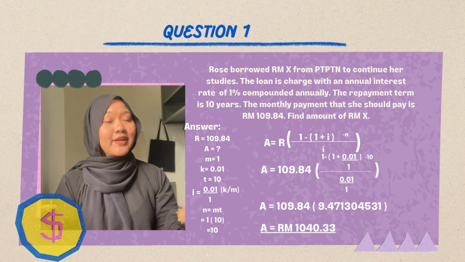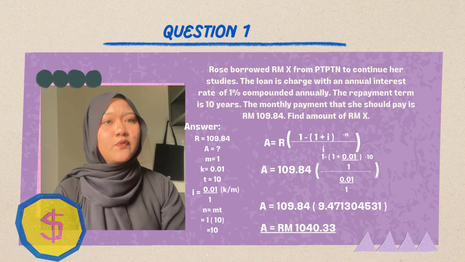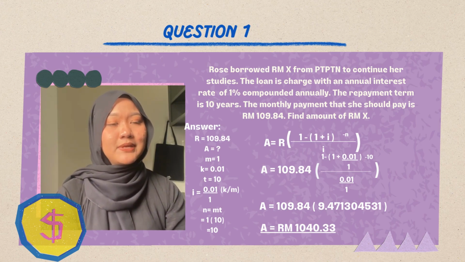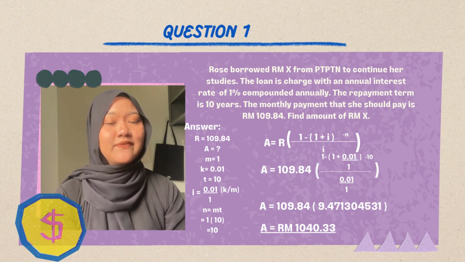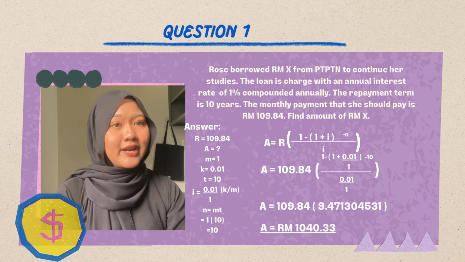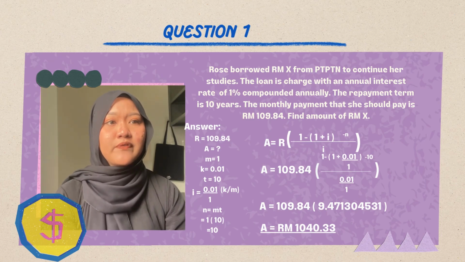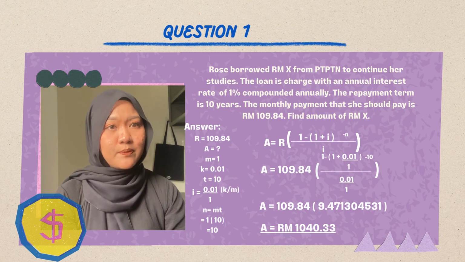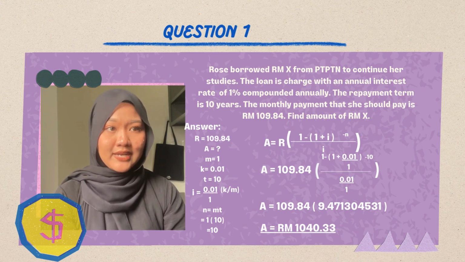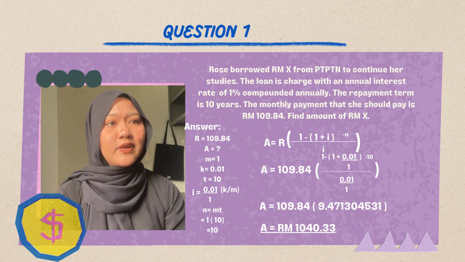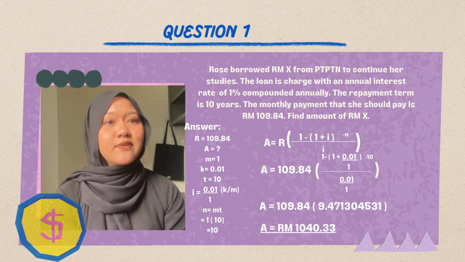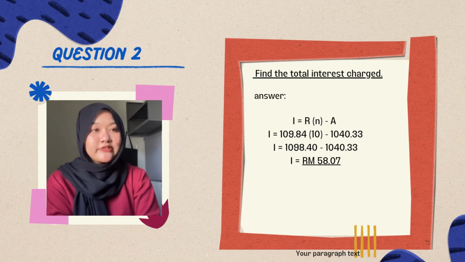So, how to find A? To find A, we use the formula A equals R multiplied by (1 minus (1 plus i) to the power of negative n) divided by i. A equals 109.84 multiplied by (1 minus (1 plus 0.01 divided by 1) to the power of negative 10) divided by (0.01 divided by 1). So the answer of A is RM1,040.33. Next question. Find the total interest charge.